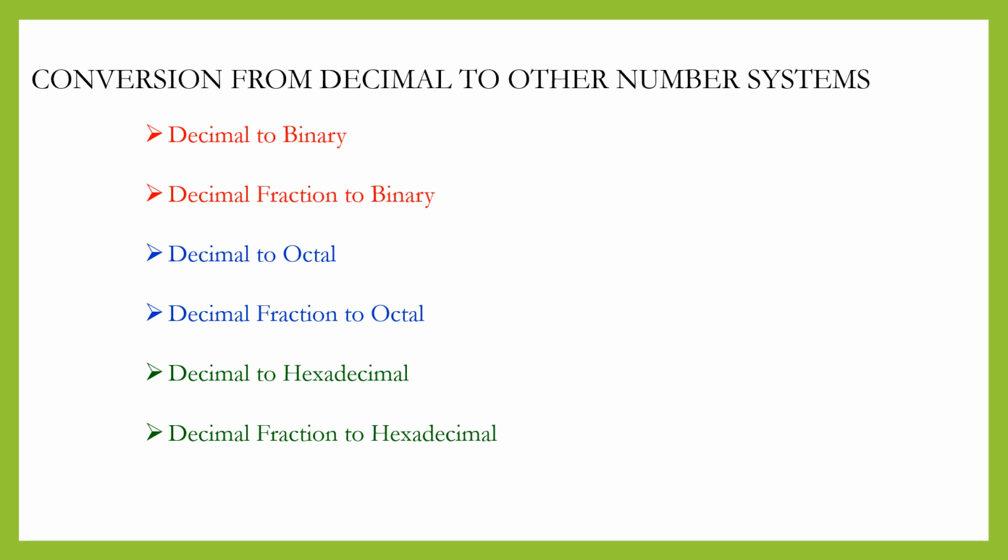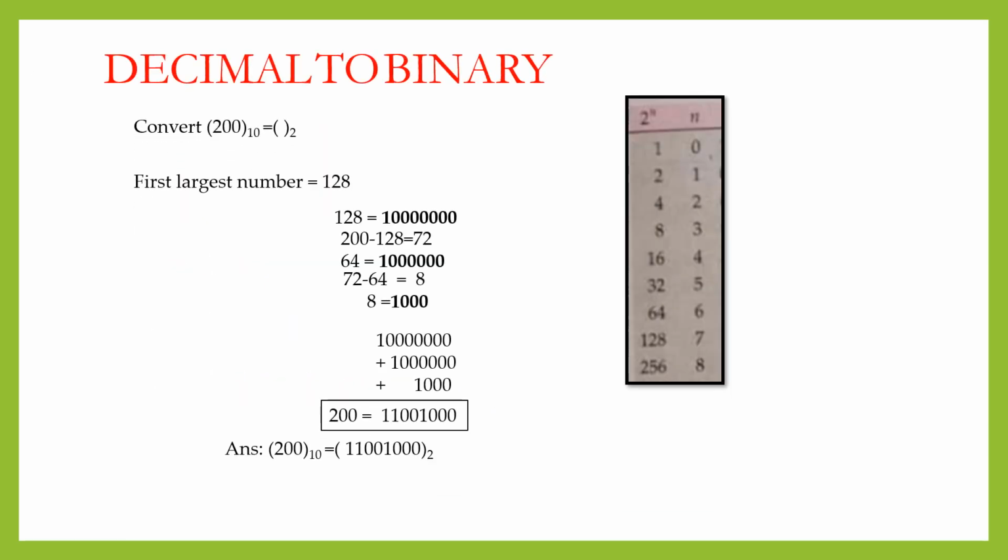Now we will learn conversion from decimal to other number systems like decimal to binary, decimal to octal, and decimal to hexadecimal. Students, in decimal conversions, decimal to binary is the first conversion method that we are going to learn. There are two procedures for converting decimal to binary. They are the sum of powers of 2 method, and the second one is the repeated division method.